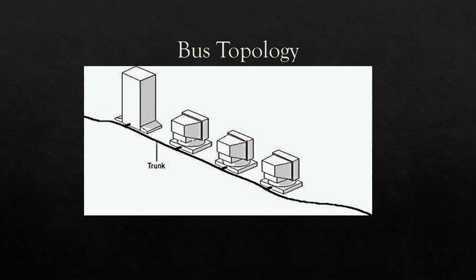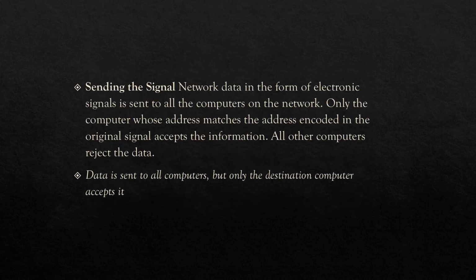See, this is the bus topology in which all the nodes are connected using a backbone cable, which is also called the trunk cable. How is data sent in the bus topology? Network data is sent in the form of electronic signals to all the computers on the network, and only the computer whose address matches the address encoded in the original signal accepts the information, and all other computers reject the data. So data is sent to all the computers, but only the receiver or the destination computer accepts the data, others reject it.